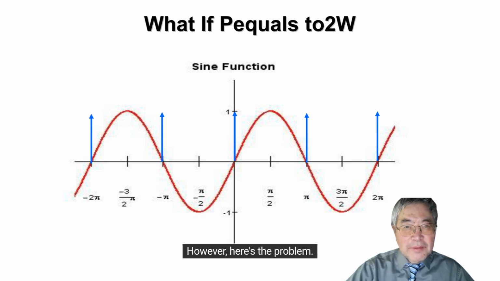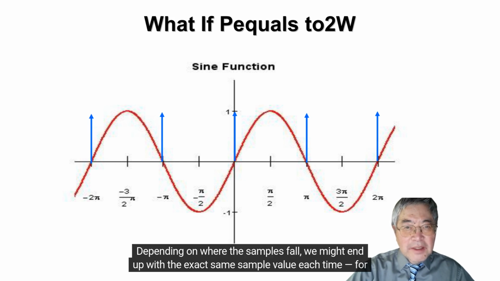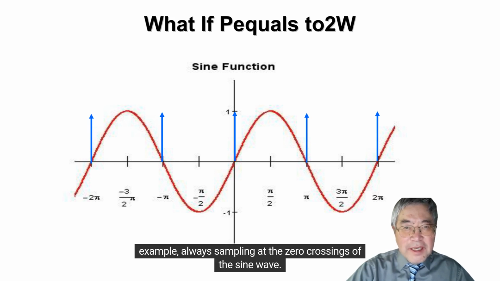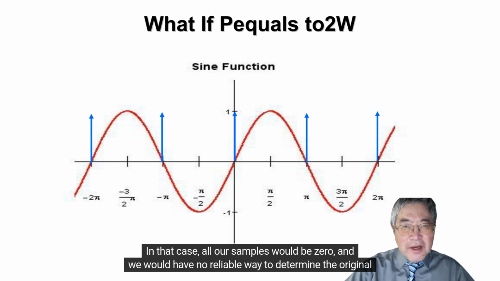However, here's the problem. Depending on where the samples fall, we might end up with the exact same sample value each time, for example, always sampling at the 0 crossings of the sine wave. In that case, all our samples would be zero, and we would have no reliable way to determine the original signal.